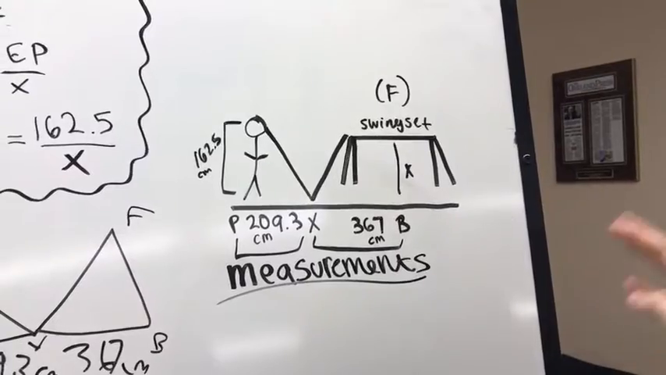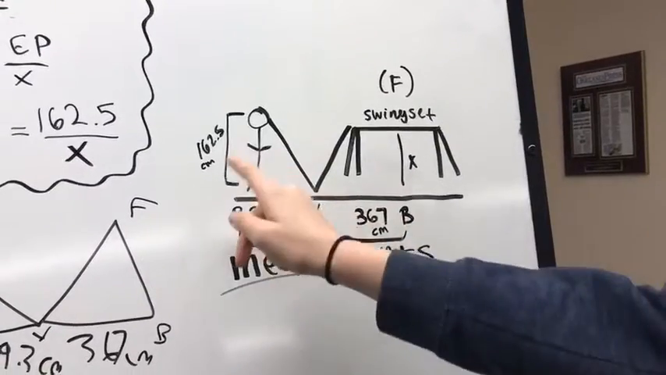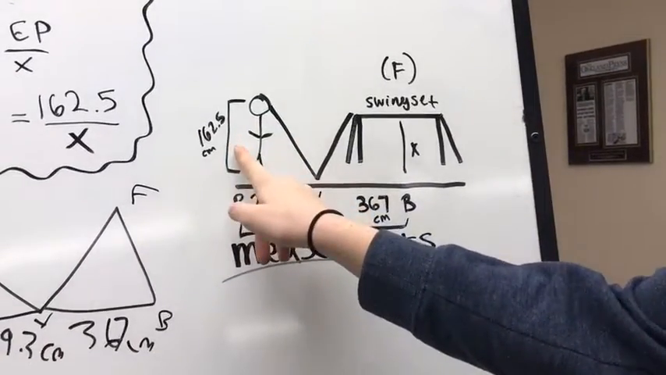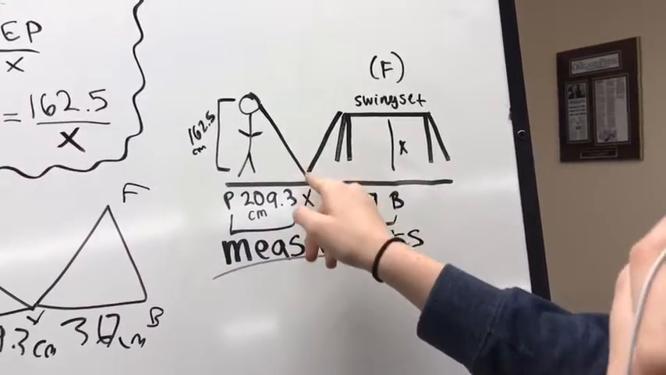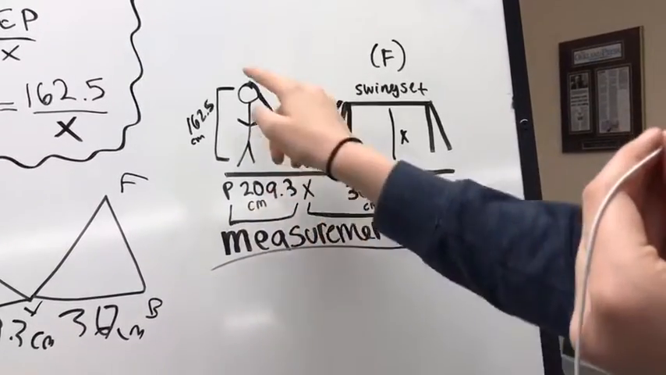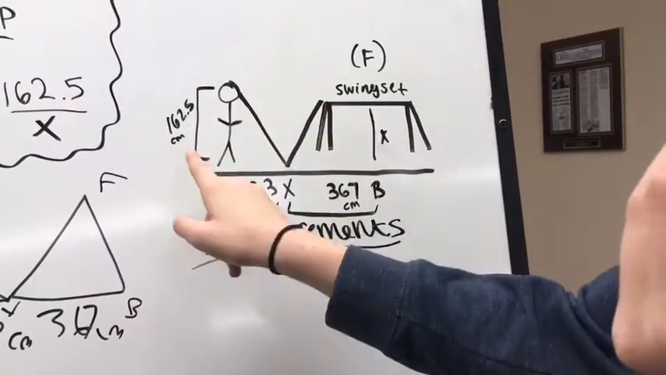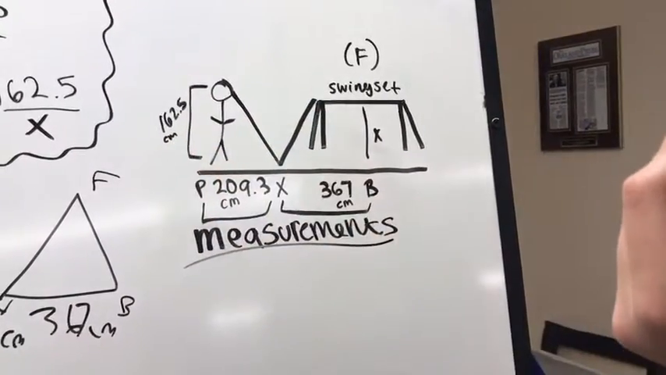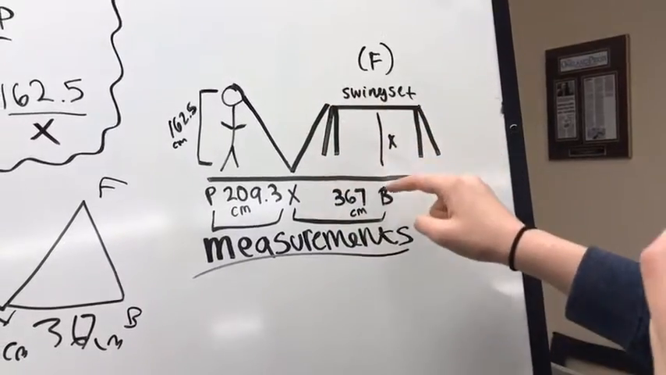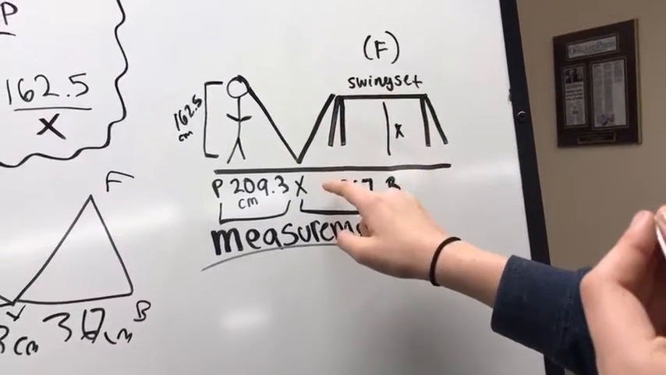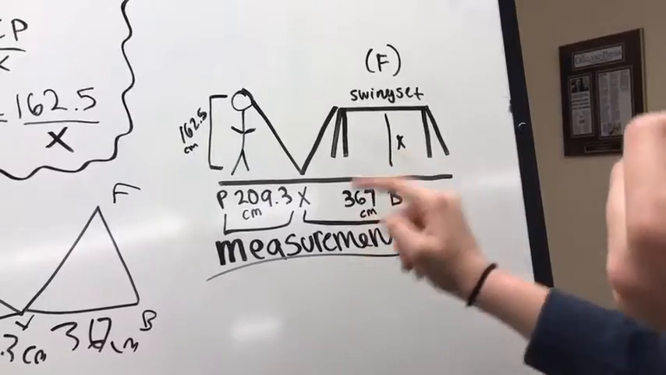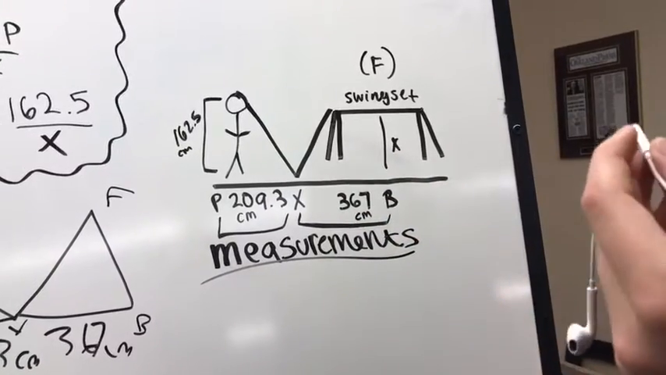So our method for measurement was the mirror method. We had me stand here in front of the swing set so that I could see the dot on the mirror at eye level. Then we measured up until my eye level, which was 162.5 centimeters. We made sure that I could see the swing set and then measured the distance from the mirror to the swing set, which was 367 centimeters.